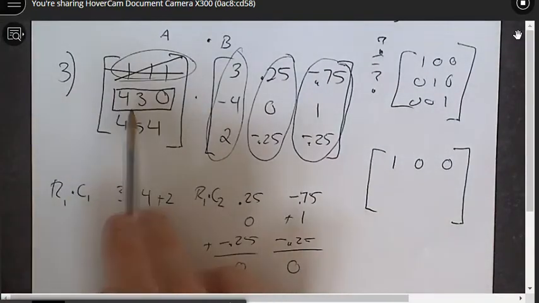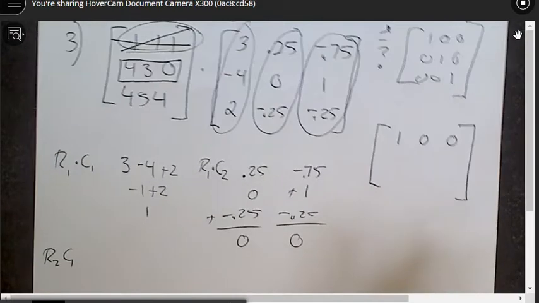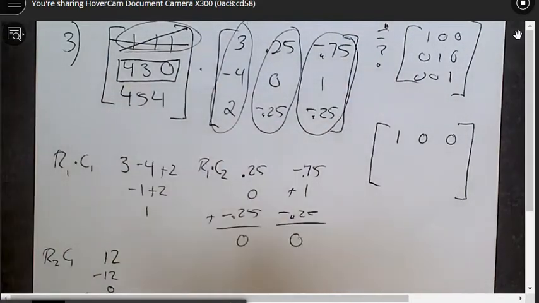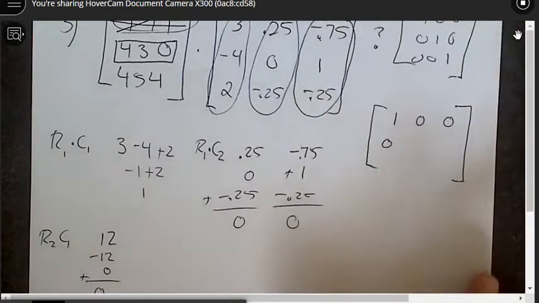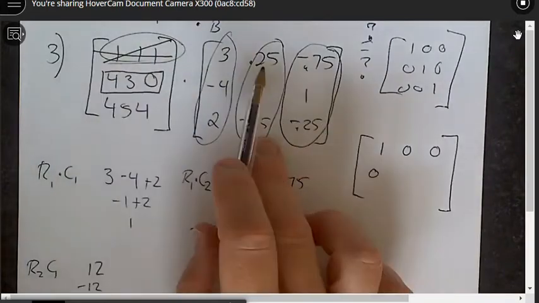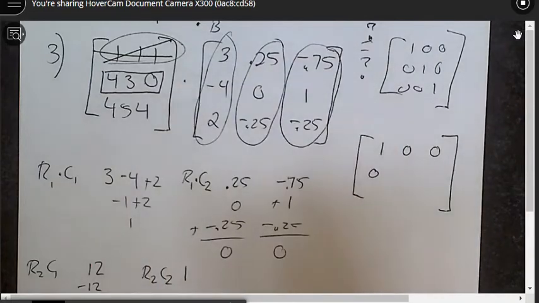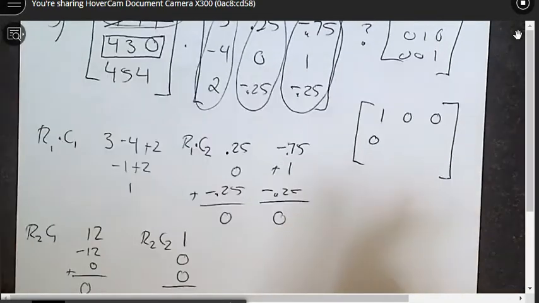Now we're going to do 4 times 3. So doing 4 times 3, that is 12. 3 times -4 is -12. And 0 times 2 is 0. Put all that together, that comes out to be 0. Okay, 4 times 0.25 would be 1. 3 times 0 is 0. 0 times anything is 0, so that comes out to be nice. That's also going to be a 1.